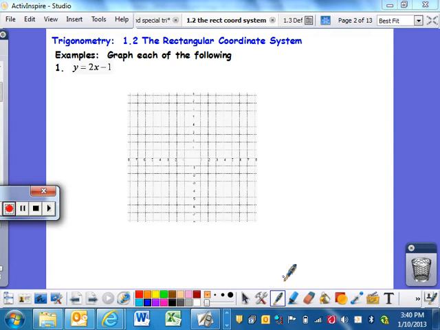Okay, this is section 1.2, the rectangular coordinate system. So this also should be pretty well reviewed for most of you. To graph a linear line, this is pretty straightforward.